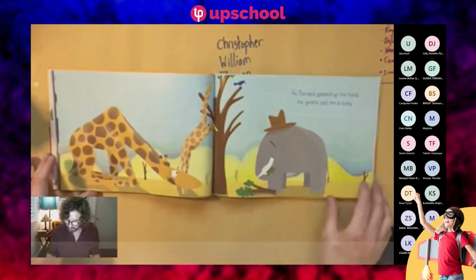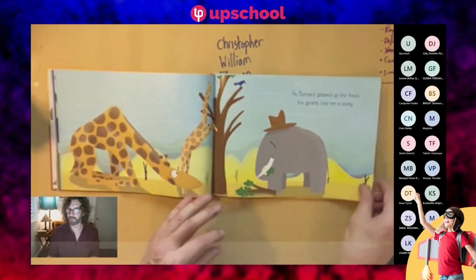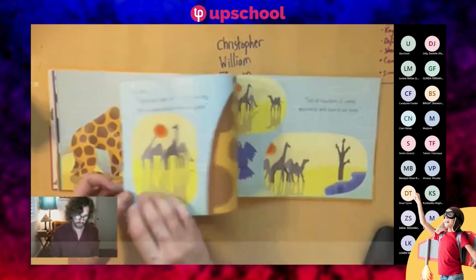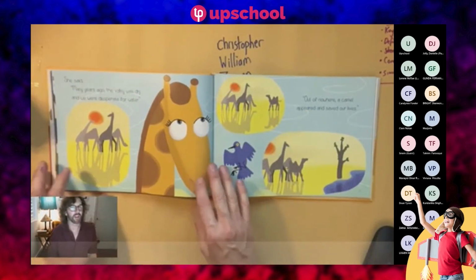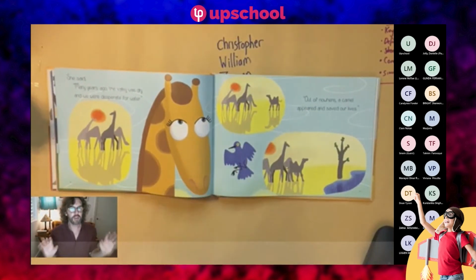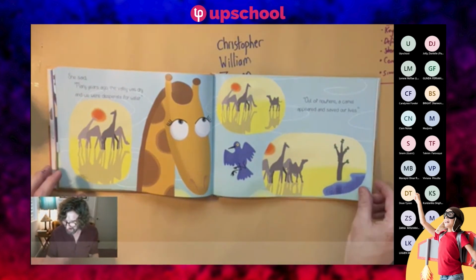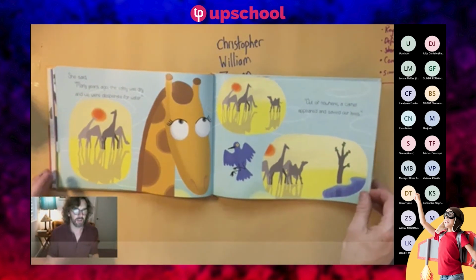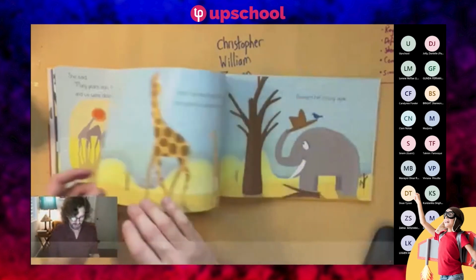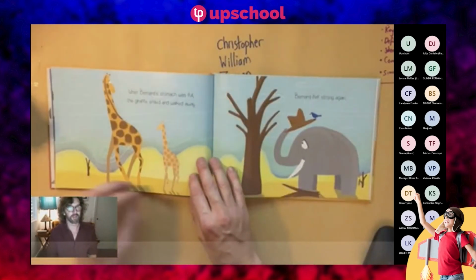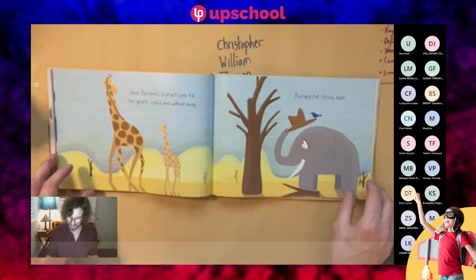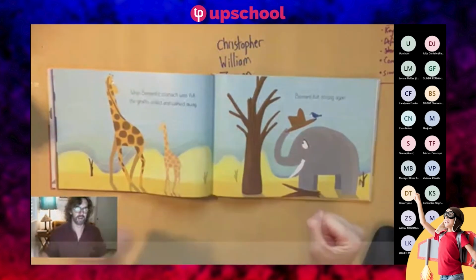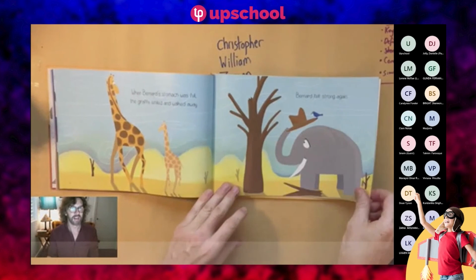As Bernard gobbled the food, the giraffe told him a story. She said, "Many years ago, the valley was dry and we were desperate for water. Out of nowhere, a camel appeared and saved our lives." And when Bernard's stomach was full, the giraffe smiled and walked away. Bernard felt strong again.